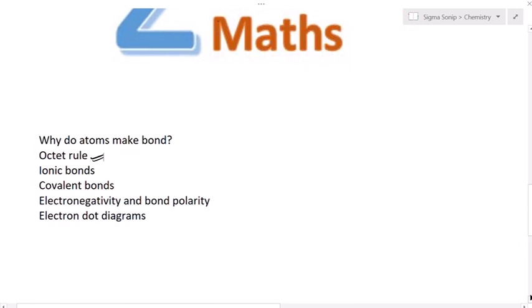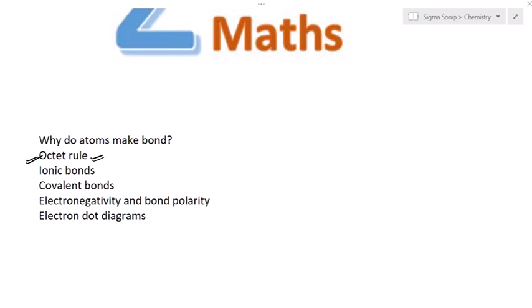So we discussed why atoms make bonds. Atoms make bonds because they want to be more stable. And to gain more stability, they need to have electron configurations similar to those of noble gases. And noble gases, other than helium, have 8 electrons in their valence shell, and this gave rise to the octet rule, which says that while bonding, all atoms are trying to have a full octet in their outermost shell.